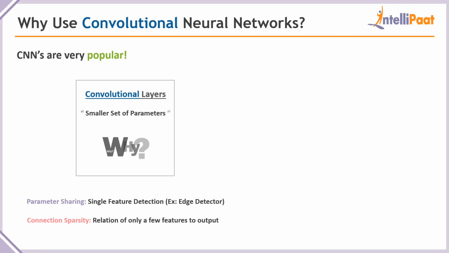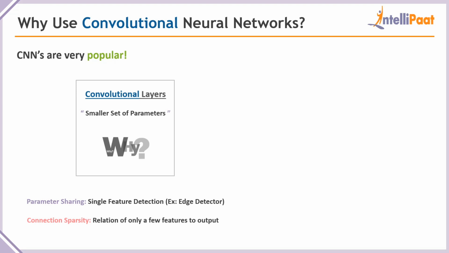Now, I told you that there will be a smaller set of parameters. Why is that with respect to convolutional neural networks? Well, there's something called parameter sharing. Parameter sharing basically acts like a feature detector, understanding where the edges are, where the corners are present and all of that.